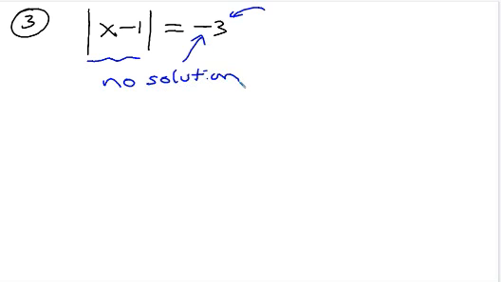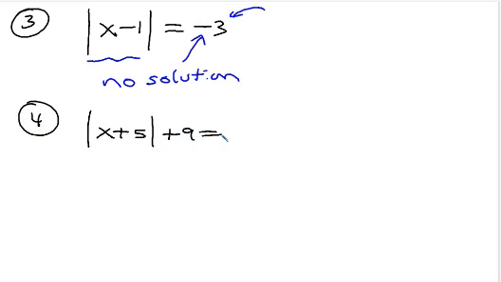No steps, no nothing. You were just intelligent enough to see that they're trying to take the absolute value of something and get a negative. Now they could wrap it in a different package, like this. They could wrap it up and make it look like |x + 5| + 9 = 2. This one is also no solution.